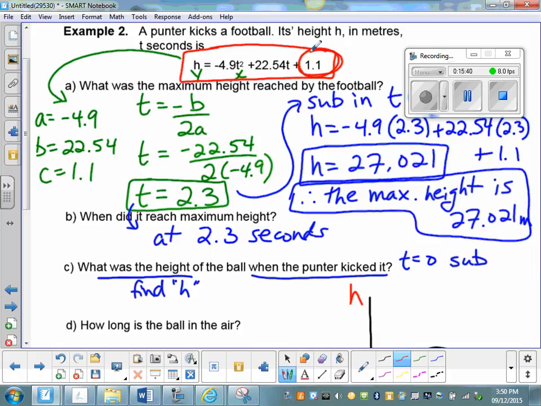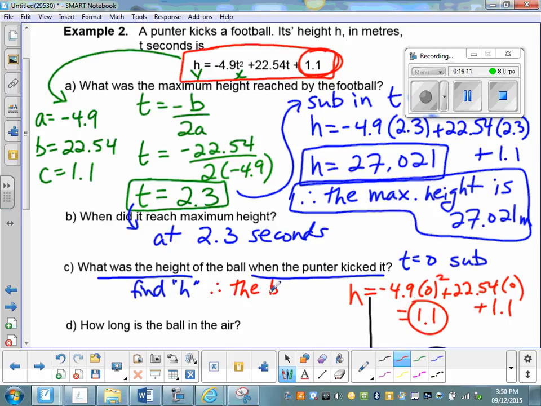So if I do h equals, so it's going to be negative 4.9, negative 4.9, 0 squared plus 22.54 times 0 plus 1.1, I'm just going to end up with the 1.1 that's on the end. So therefore, the ball was 1.1 meters high at the start.